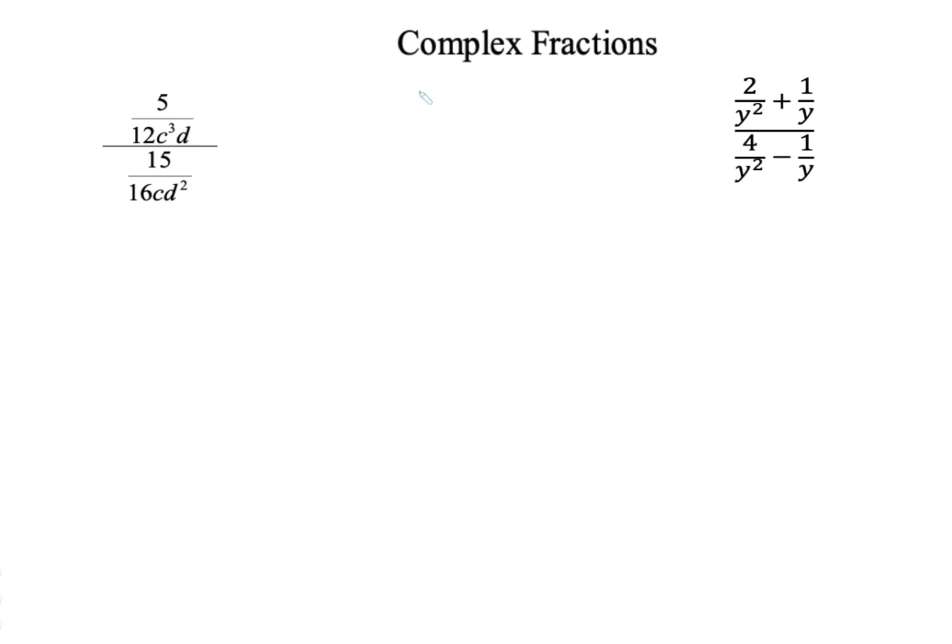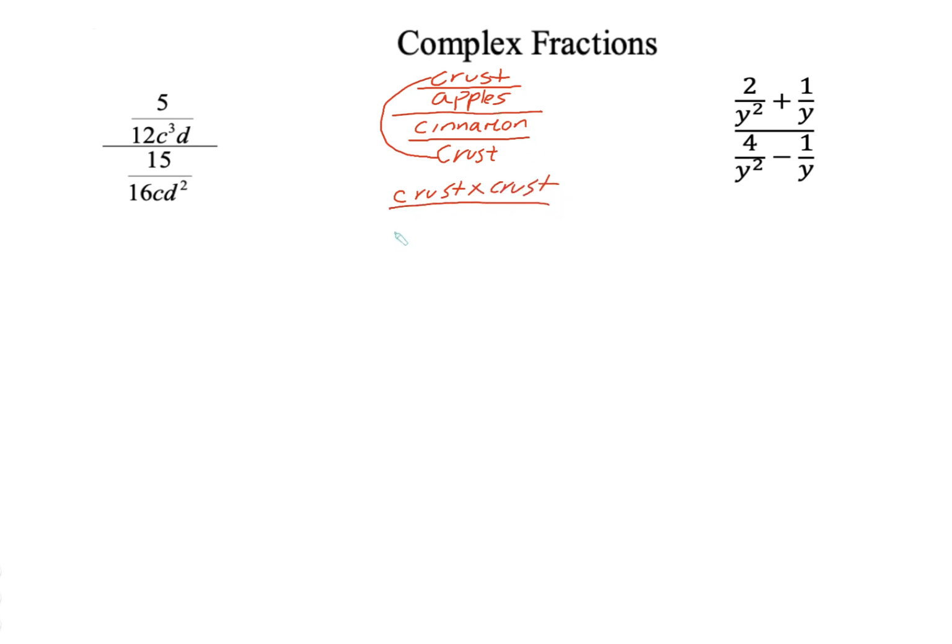When I included complex fractions, I said an easy way to think about it is like apple pie. If you have to make an apple pie, you usually have your crust first, then you have your apples, then there's my division sign. You have cinnamon. Some people like to sprinkle cinnamon at the bottom. Under that, you have the crust. So with your apple pie, you have crust, apple, cinnamon, and then crust again. To solve these, your numerator will be crust times crust, and your denominator would be your apples times your cinnamon.